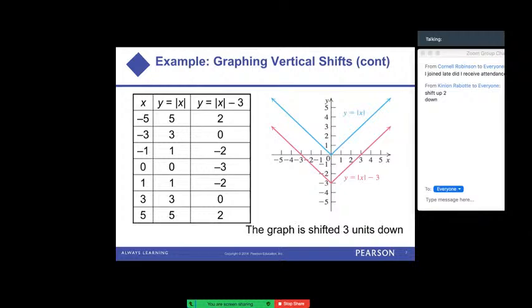Okay. And we can see from the graph after we plot those points, it did indeed take the original function and shift it down by 3 units. So now the vertex went from being at the origin to being at negative 3.